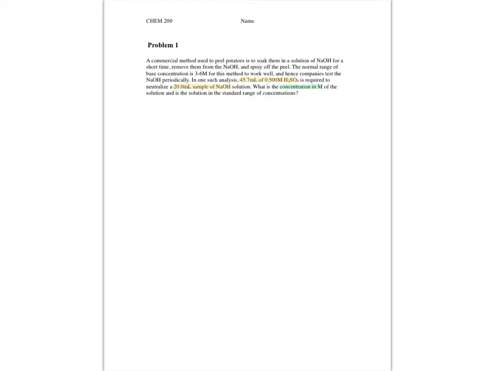Well, first of all, like every chemical problem, you want to set up a balanced chemical equation for this direct titration. Well, in this case, sulfuric acid is a diprotic acid, so you need 2 sodium hydroxide to neutralize the sulfuric acid.